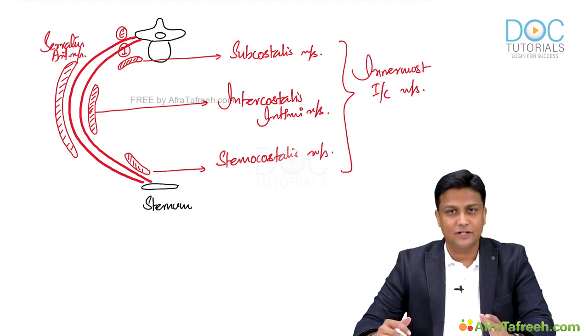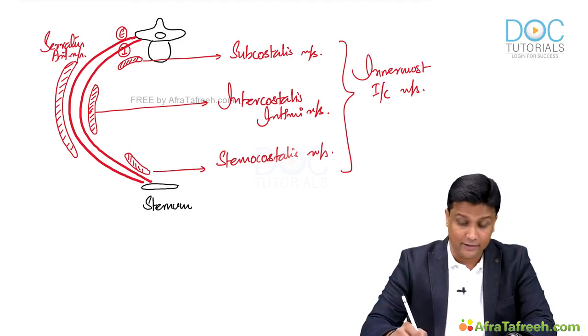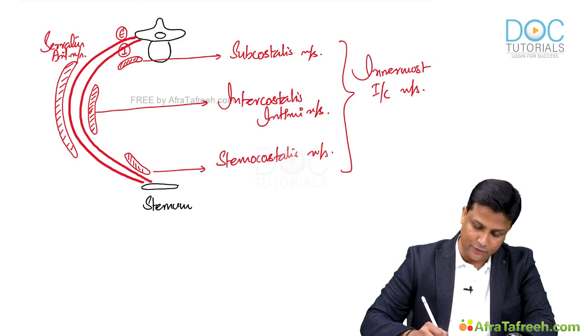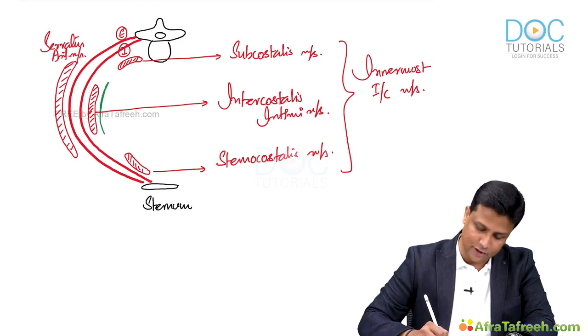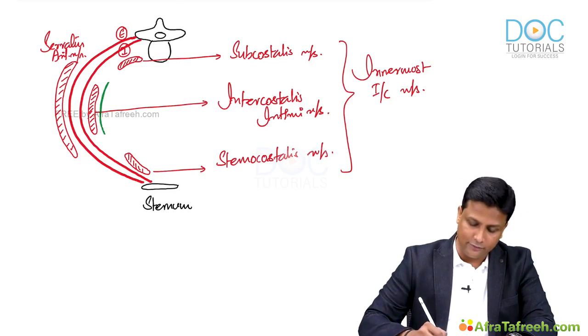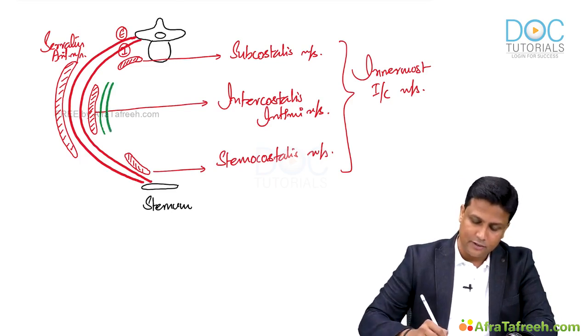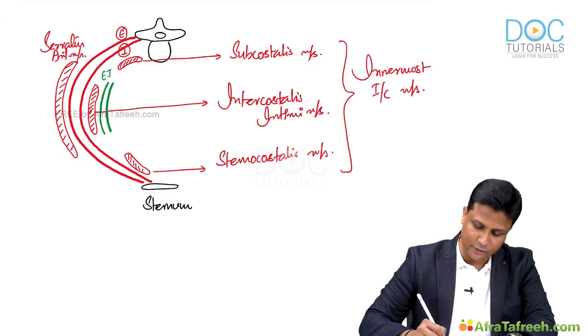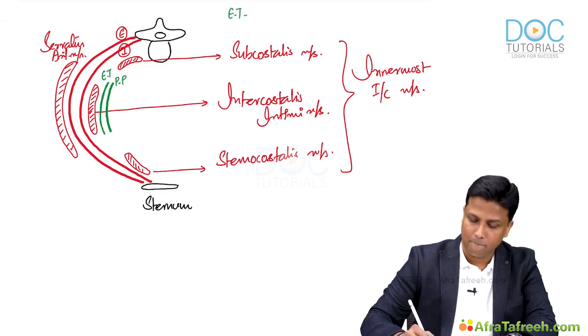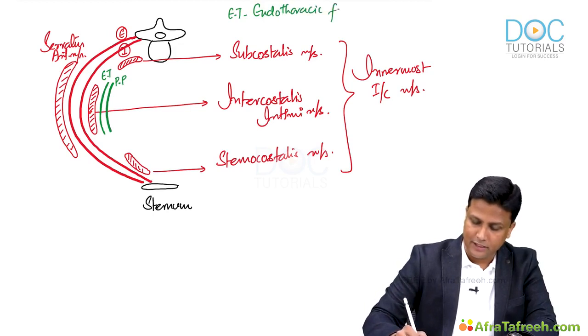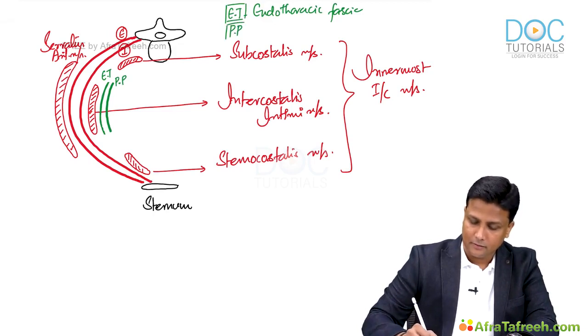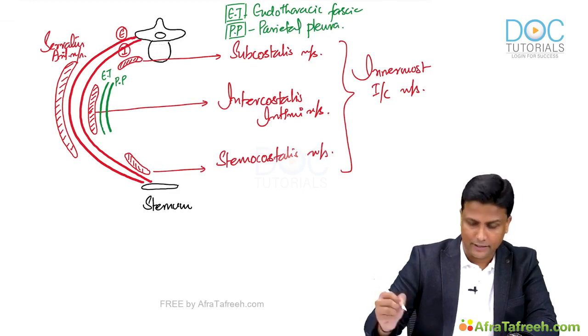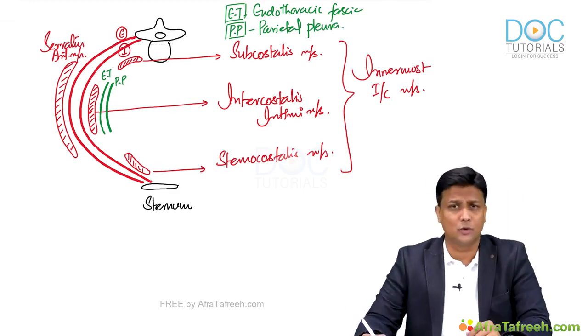Then after that, let us finish off this one with the two fascia on the inner side. First of all, you will find here the endothoracic fascia, and then you will find the pleura, and of course there will be parietal pleura here. So I'm writing ET here, that is your endothoracic fascia, and this one will be the parietal pleura. Let me write down here. So this one is endothoracic fascia, and then the parietal pleura. I'll tell you the reason why I'm mentioning these two layers.